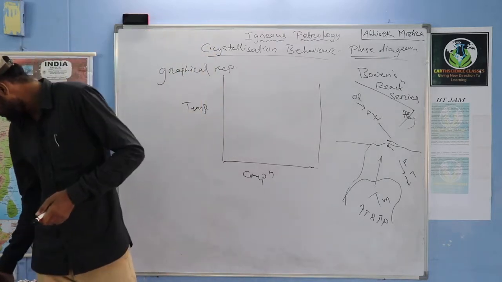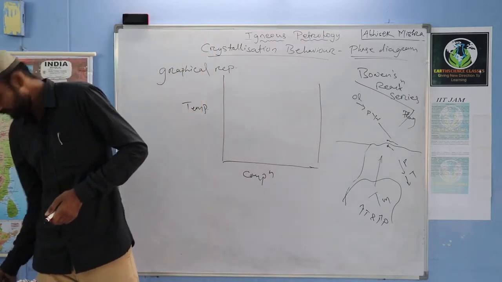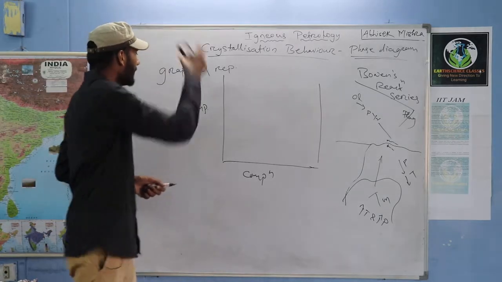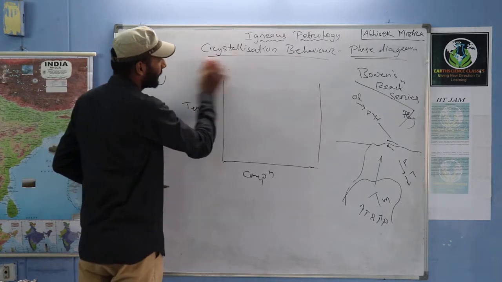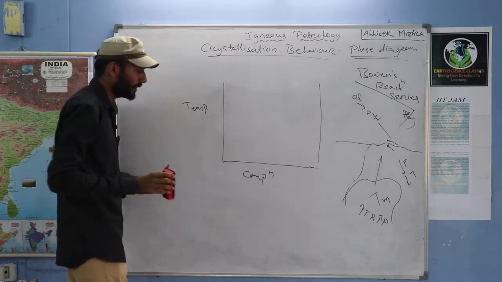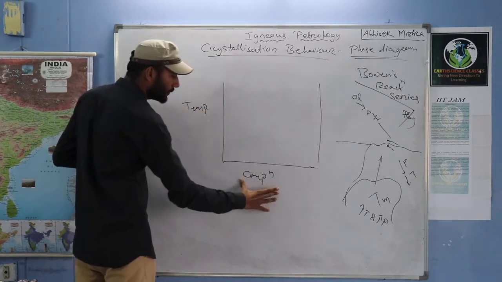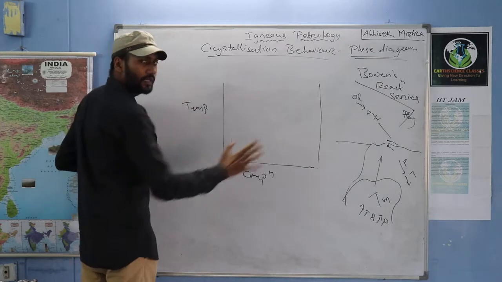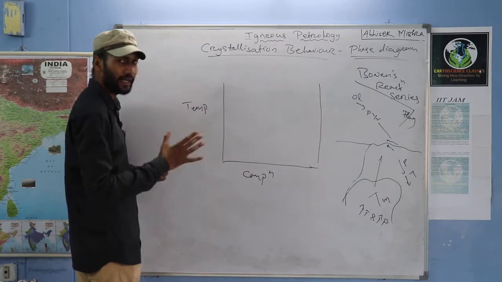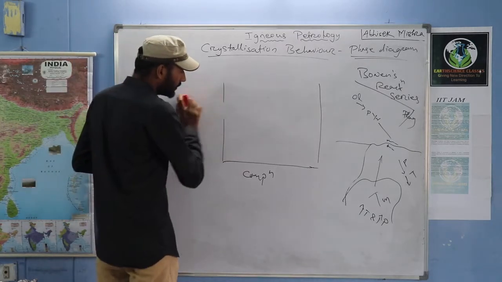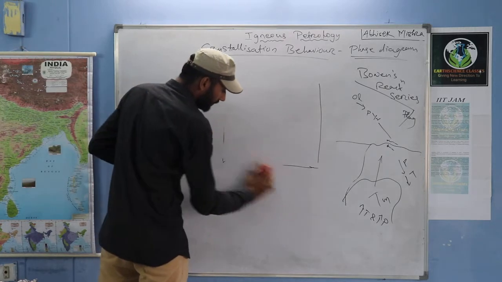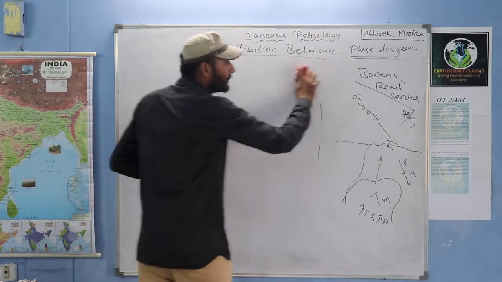So let me write what is phase rule. So the phase rule is defined as, so I think all of you get this, that it is the relation between composition and temperature. We'll represent it in a graph. I'll describe it, just don't get confused. I'll describe. Before that, let me define what is phase rule.